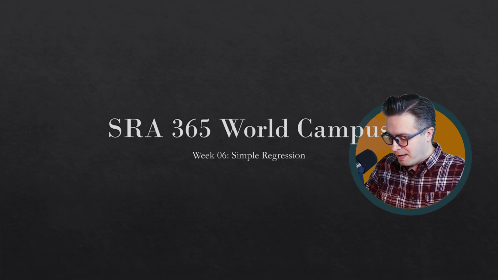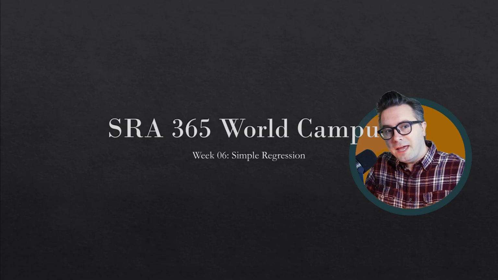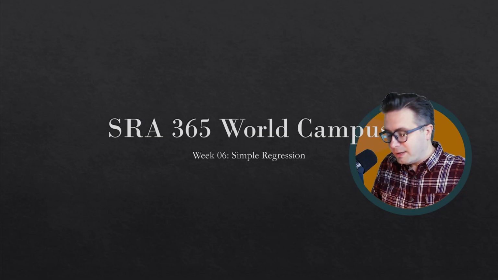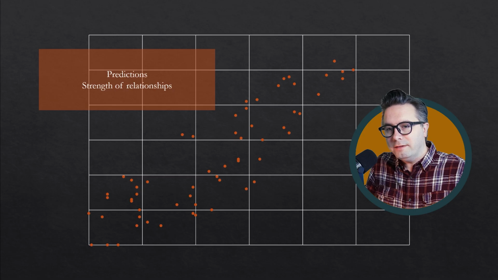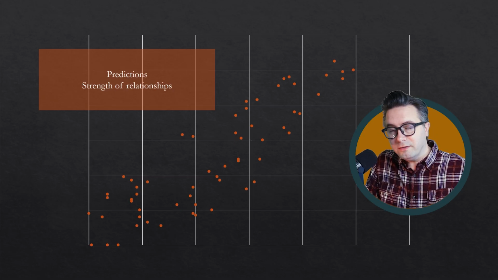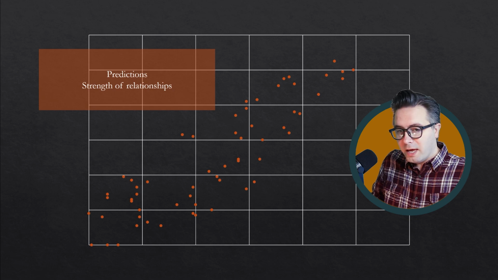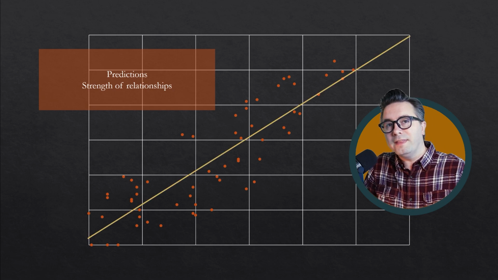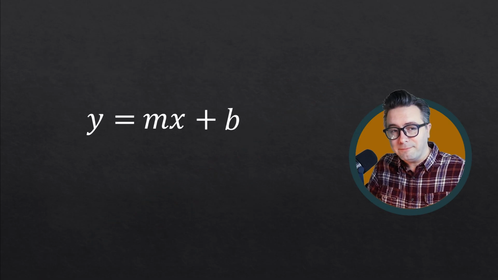Let's get into it. So, what we're talking about this week is simple regression. Let me give you the scenario. Say we have data with an x-axis, which is the predictors, and a y-axis, which is the outcomes, and we're trying to determine the relationship between the two. And we want to represent that with a line. So how do we do that? Like I said, with a line.